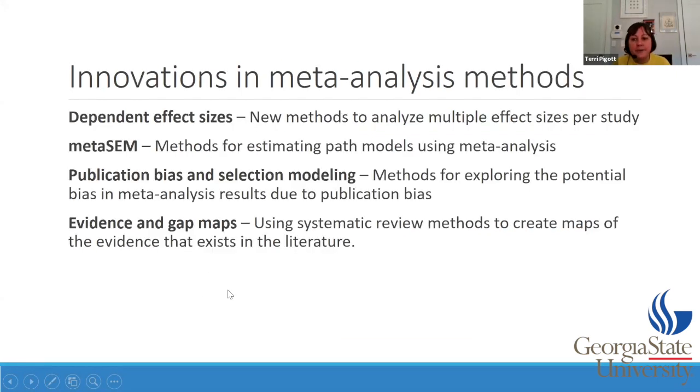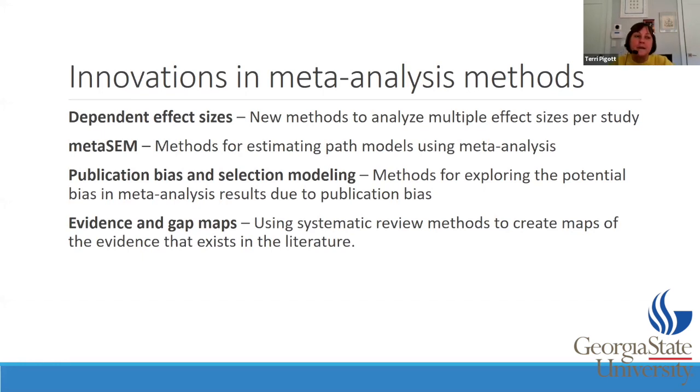I'm going to do this really quick because I only have about a minute left. A couple of innovations in meta-analysis methods. This whole time I've been assuming that we only have one effect size per study. In fact, one of the more exciting innovations in meta-analysis in the past 10 years has been to develop models that help you analyze multiple effect sizes per study.